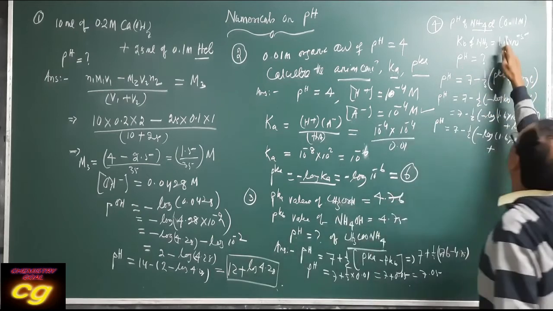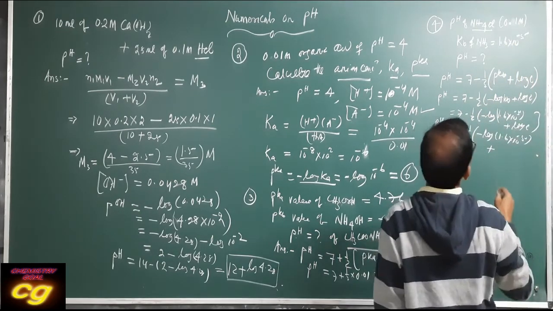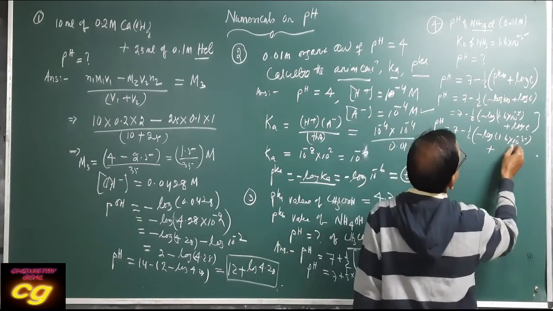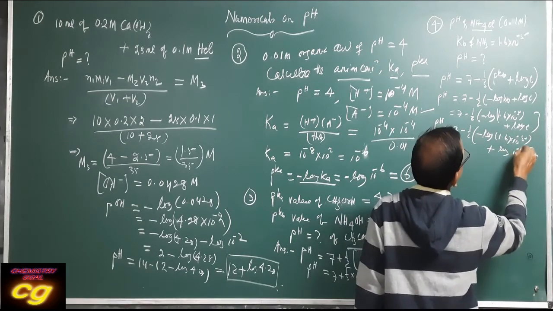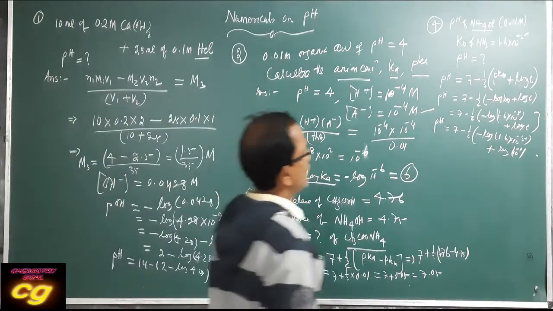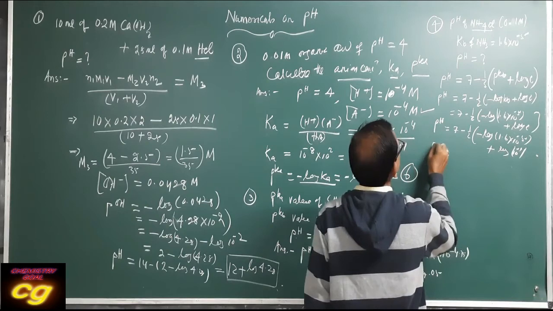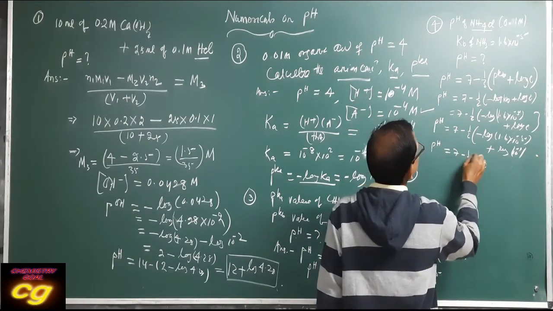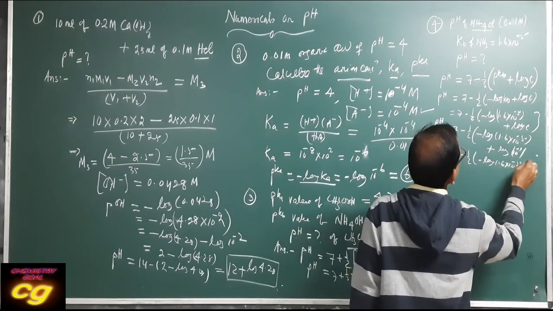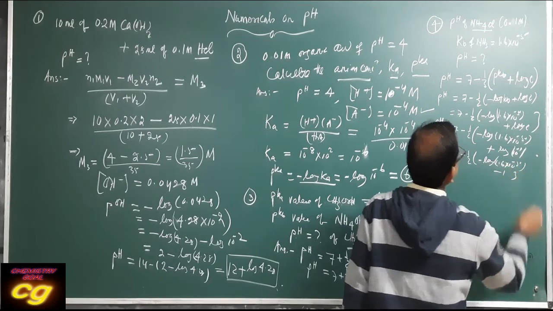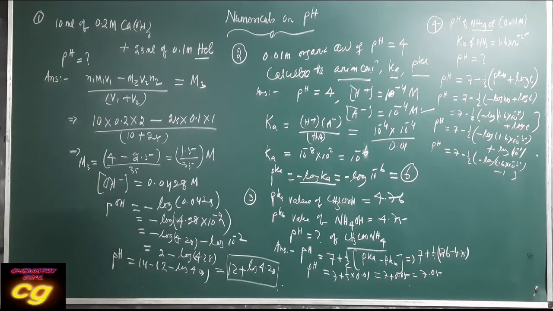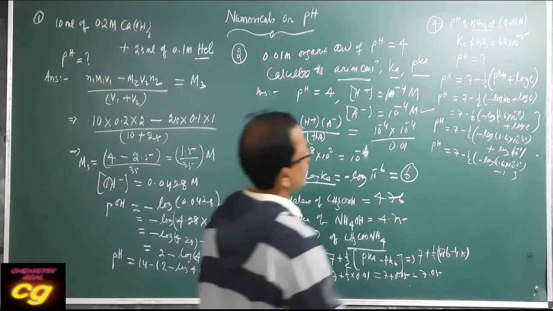So the result is pH is equal to 7 minus half of minus log 1.6 into 10 to the power minus 5 plus log C. The log of 0.1 is log of 10 to the power minus 1, which is minus 1. So pH is equal to 7 minus half of minus log 1.6 into 10 to the power minus 5, then minus 1. If you calculate minus log of 1.6 into 10 to the minus 5, you will get the value of pH.